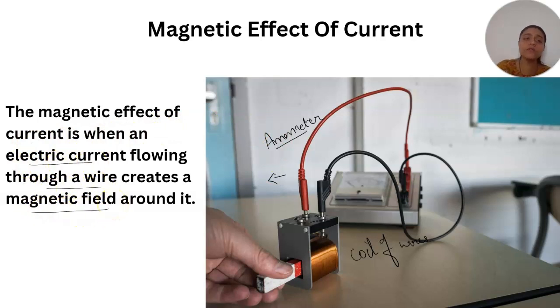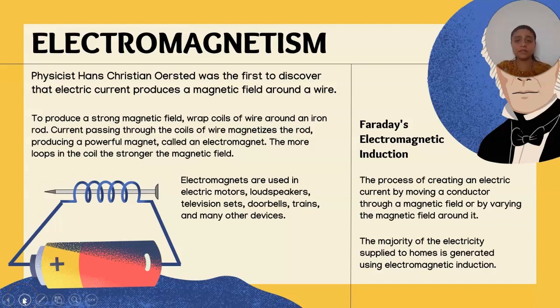around it. We have already learned that the heating effect of current is that the current produces heat. In the same way, when the current produces a magnetic field around the circuit, that is known as the magnetic effect of current. Now, do you know who came up with this? He was a physicist, Hans Christian Ørsted, who was the first to discover that electric current produces a magnetic field around a wire.